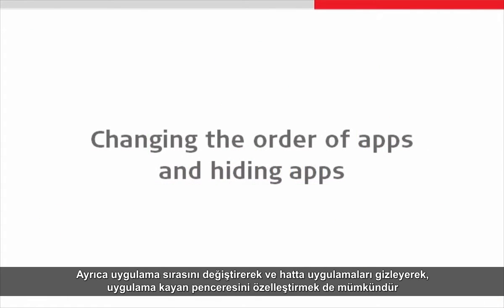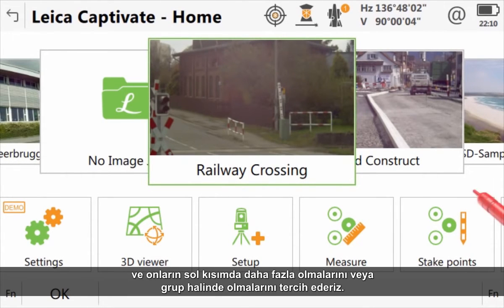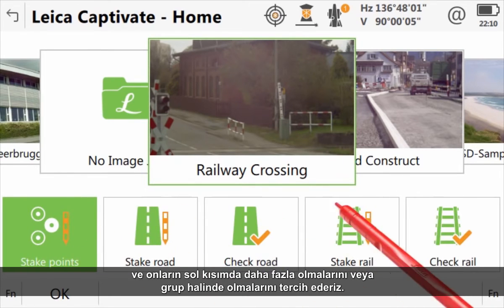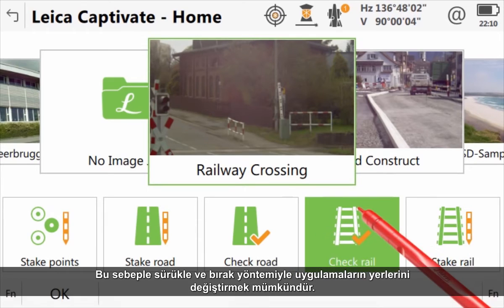It is also possible to customize the app carousel by changing the order of apps and even hiding them. There are some apps which we may use more often than others, and we'd prefer them to be more towards the left or grouped together. For this reason, it is possible to drag and drop apps and change their position.